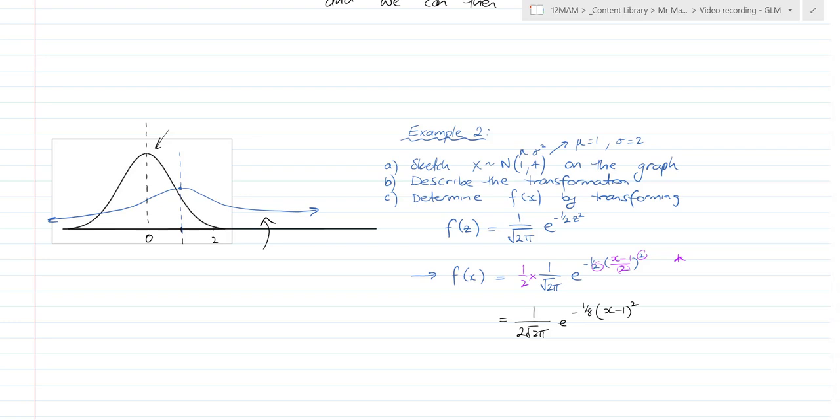Well, I hope that made some sense. It's one of the harder things we'll do with this topic, but it's worth having that background understanding, particularly converting between Z and X scores. That's really important. All the best.